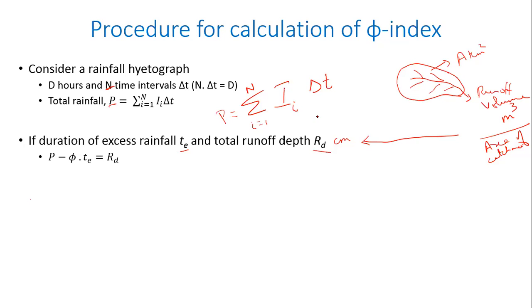See, beforehand, I don't know. When I'm trying to solve this, I'm trying to solve for the phi index also. I don't know the phi index, I don't know the TE. All I know is the total amount of rainfall received, P, and the total runoff depth that was obtained from the catchment, RD.